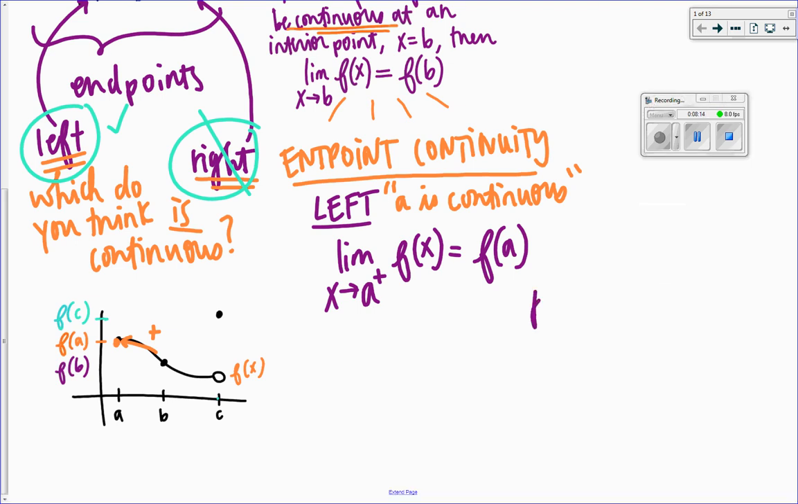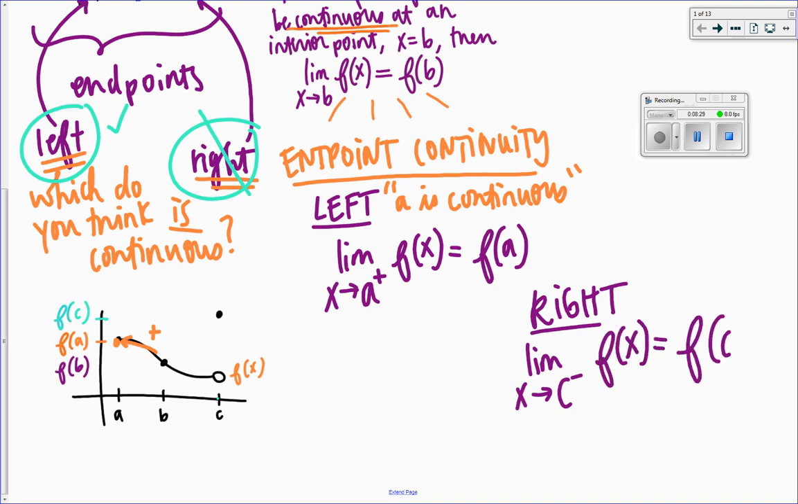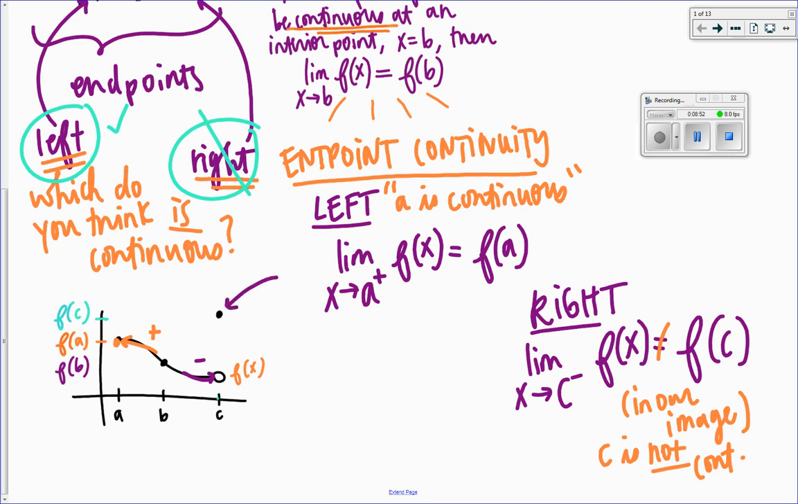So our right endpoint continuity, hopefully you can maybe make an educated guess. If the limit as x approaches, let's say some value c from the left side this time, of that function is equal to f of c, then it would be continuous. But if we look at it in our picture, this is not true. In our image, c is not a continuous endpoint. Why? Because this limit over here, as I approach from the left, is not the same as the actual point itself. There is a hole at c. It is not a continuous endpoint.